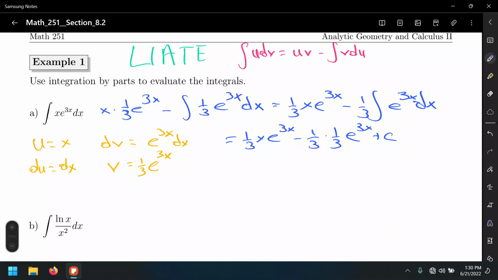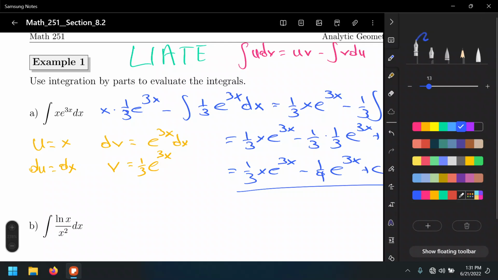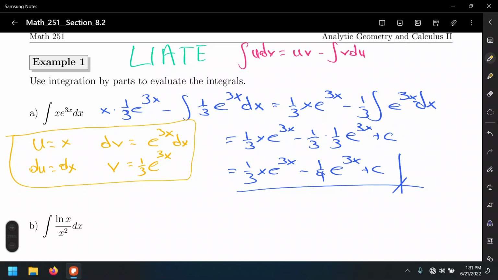So plus c, and then let's just say 1/3 x e to the 3x minus 1/9 e to the 3x plus c. And that's the final answer. That's our first exercise on integration by parts. Questions about it? Okay, let's have a look at the second example.